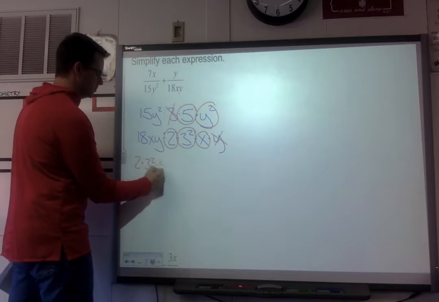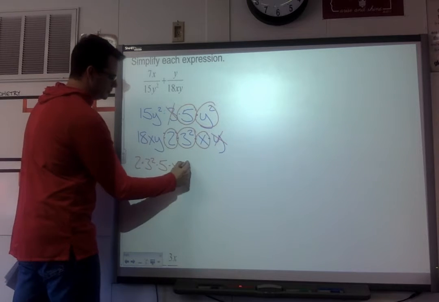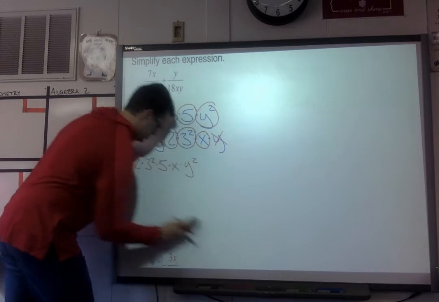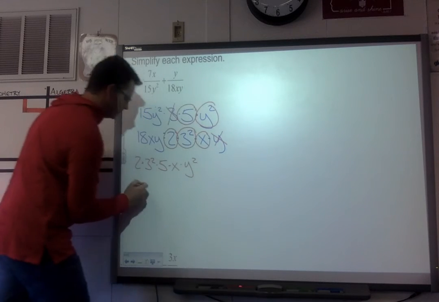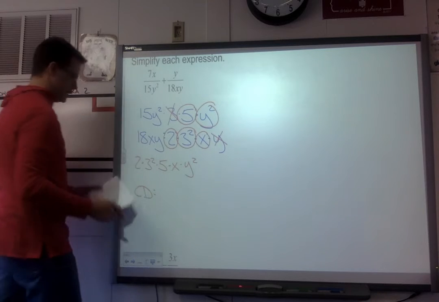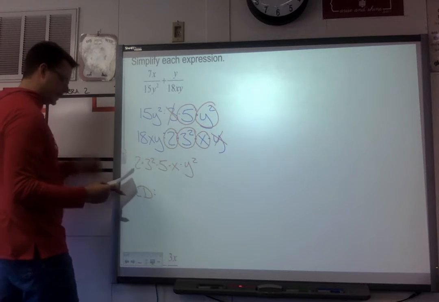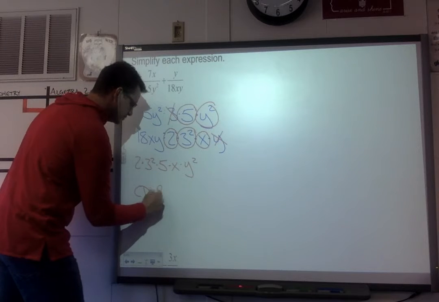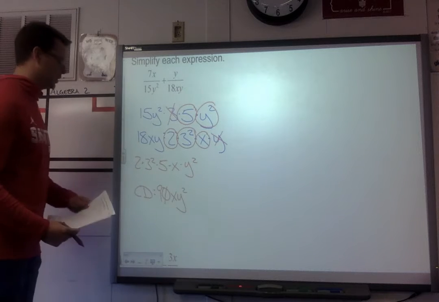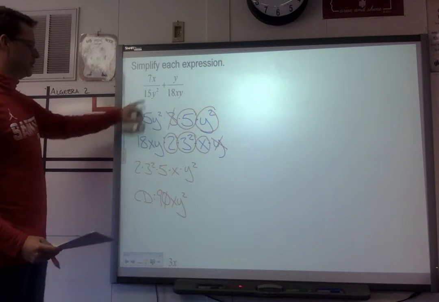Multiply those terms together. And that gives me my least common multiple, or in this case, we can call it my common denominator, of 2 times 9 times 5, which gives me 90, and then x, y squared. So we have our common denominator now.